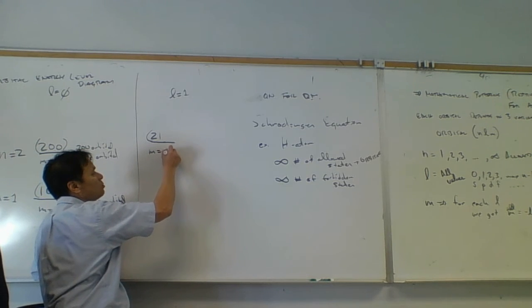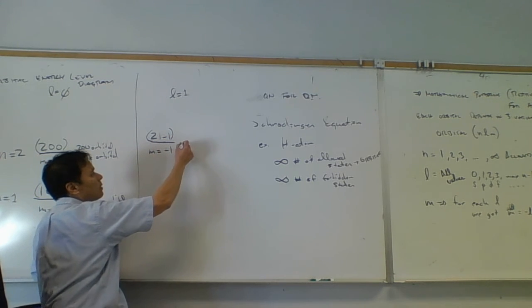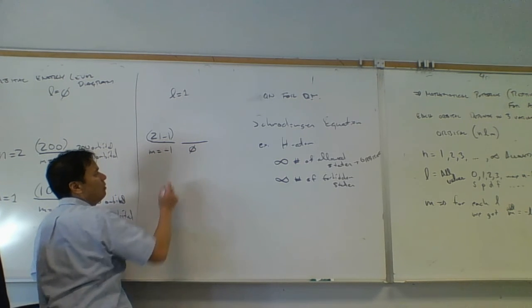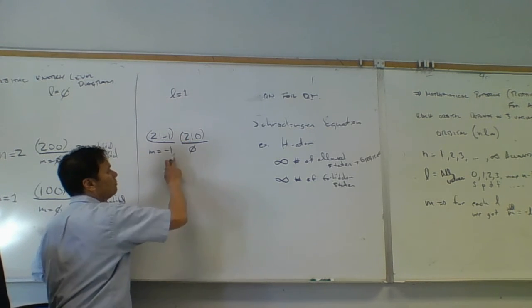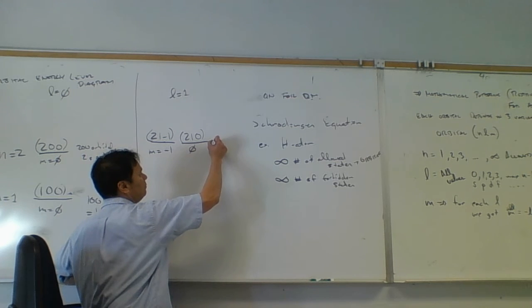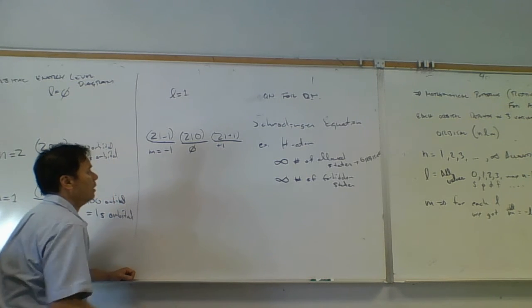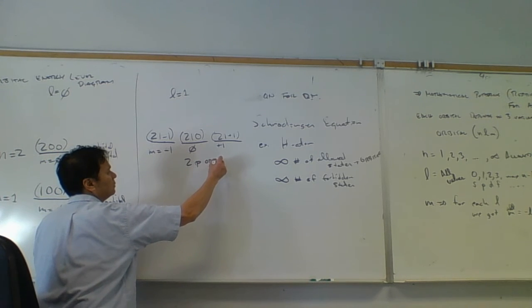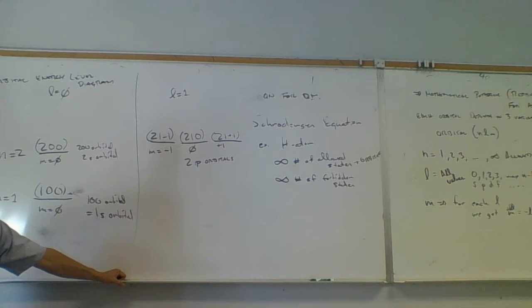If M is equal to minus 1, then we get the 2, 1, minus 1 orbital. But that's not the only one that's allowed. M can also be 0. It's going to take on all values. And so this is going to give me a 2, 1, 0 orbital. And then finally, M can equal plus 1, which is going to give me a 2, 1, plus 1 orbital. These three orbitals are called the 2p orbitals. And there are 3 of them.